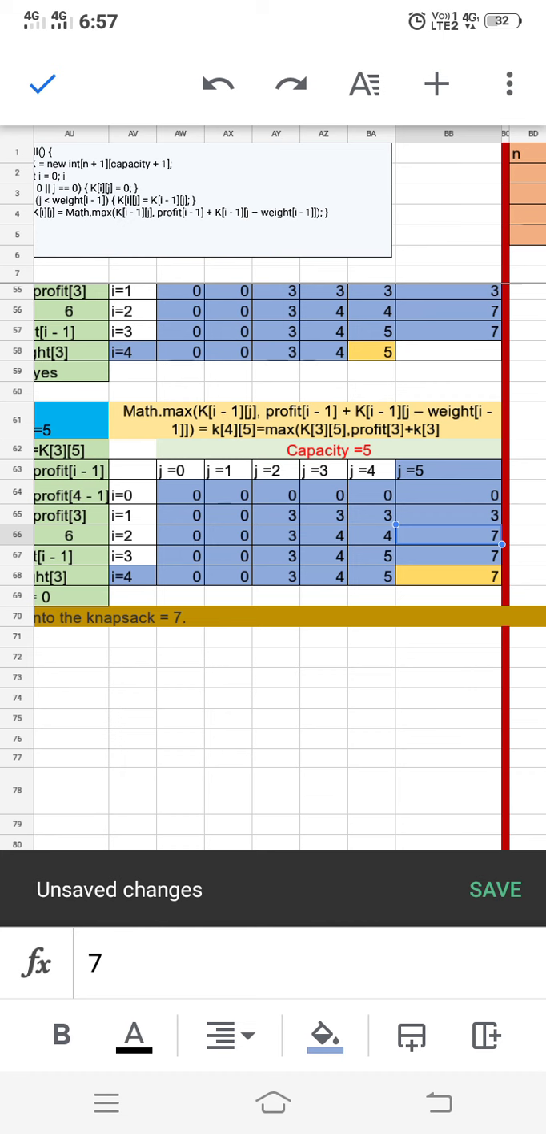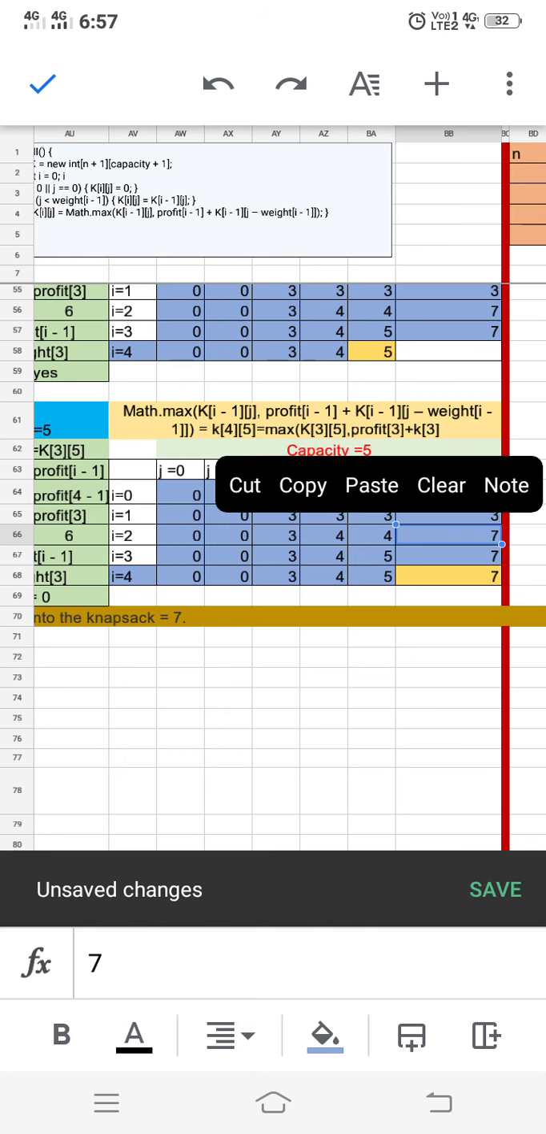So by adding both the objects 1 and 2, the total profit I am getting is 4 plus 3, that is 7. So I will compare this profit of adding both the objects 1 and 2 with the profit of only the current object 2, that is 4. So the maximum of 4 and 7 is 7. So I am getting the value 7 here.